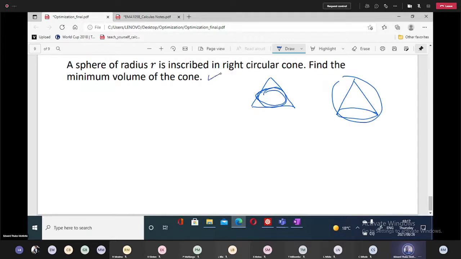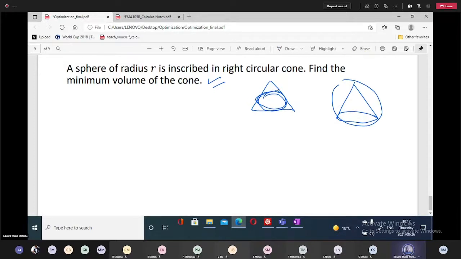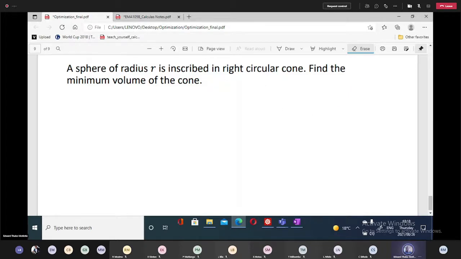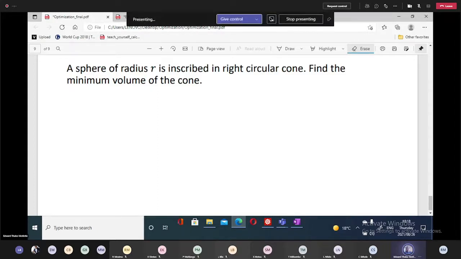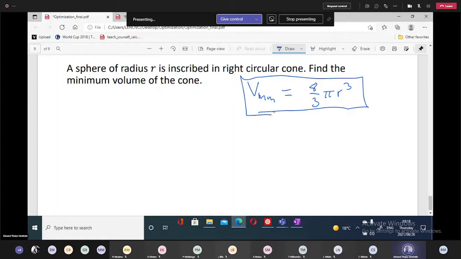Okay, so I think this will be your homework just to practice. You can go and find out more information about this one to practice. It's not straightforward, it's going to be demanding. I think I solved it here. So I can give you the correct answer for this one. The minimum volume will be equal to 8 over 3 pi r cubed. So I'm expecting you to get this answer here for this one.